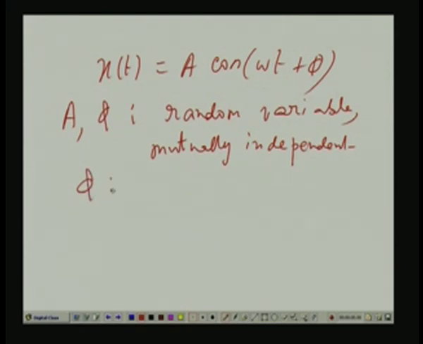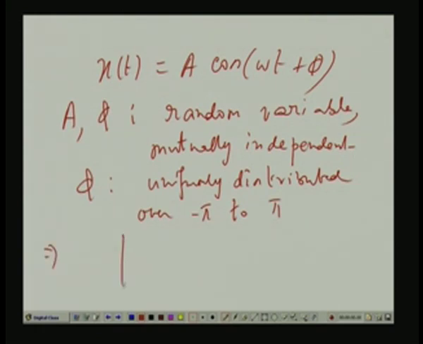And phi uniformly distributed over minus pi to pi, meaning P of phi, and this is the phi axis, it is like this, constant from minus pi to pi. Obviously, area has to be 1, so height is 1 by 2 pi.